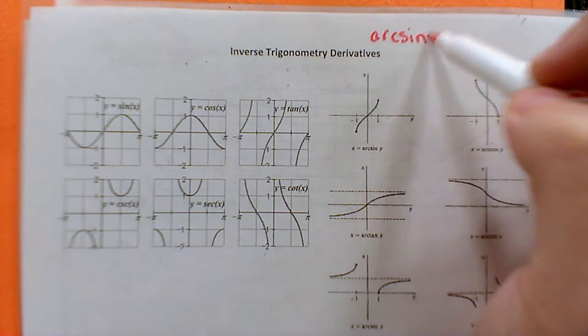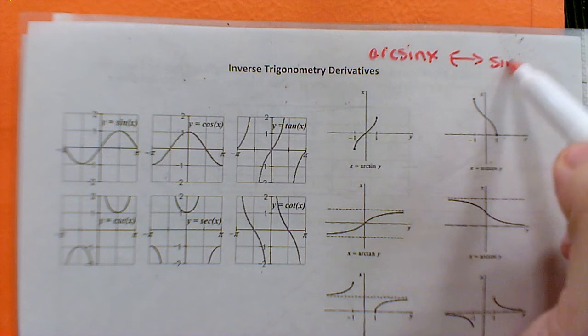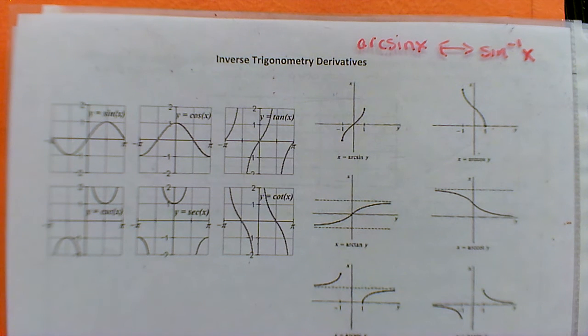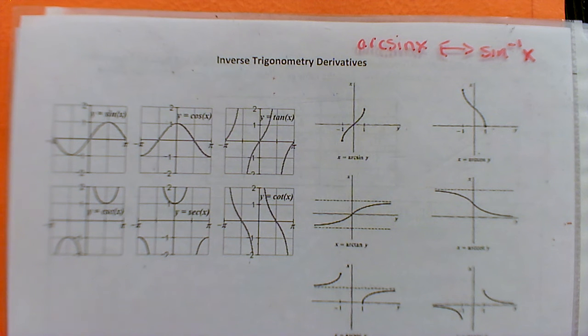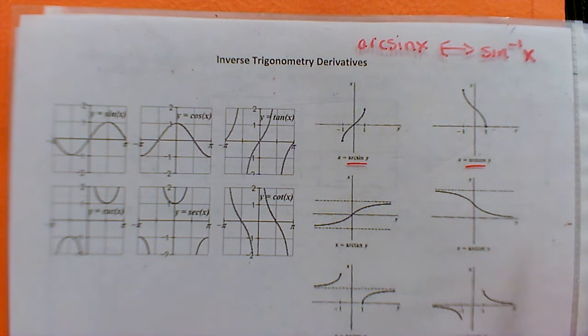Another way you might see those written: arc sine of x is the exact same thing as inverse sine of x. Maybe you'll see the little -1 power signifying an inverse. They mean the exact same thing. So we'll get into some of those examples, at least in the derivatives boxes at the bottom. But notice how this graph says arc sine, arc cosine. That's the same thing as sine inverse or cosine inverse.